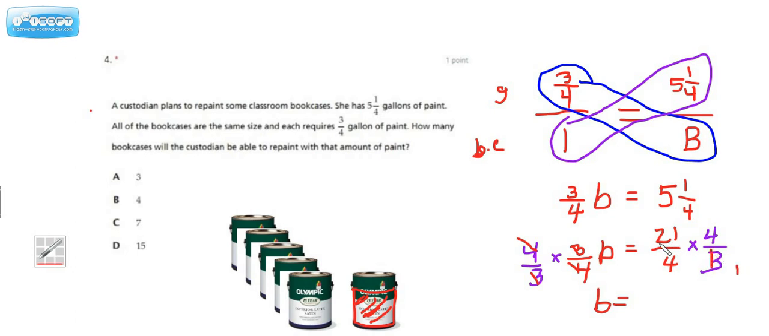3 is going to go into that once. It'll go into that 7 times. 4 goes into both of those, each once. So just finish up. What's 7 times 1? What's 1 times 1? And then divide those two numbers and you'll have your final answer.